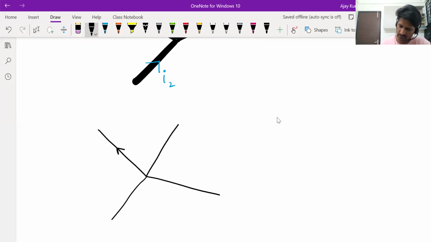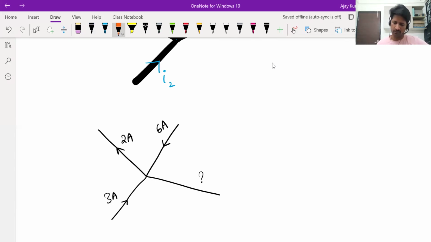Suppose there's a junction like this. There's 2 ampere current going out in this wire. There's 3 ampere current flowing in this wire into this junction. 6 ampere current flowing into the junction. What is the magnitude and direction of current in the fourth wire? Try to answer directly. 7 amperes outward.